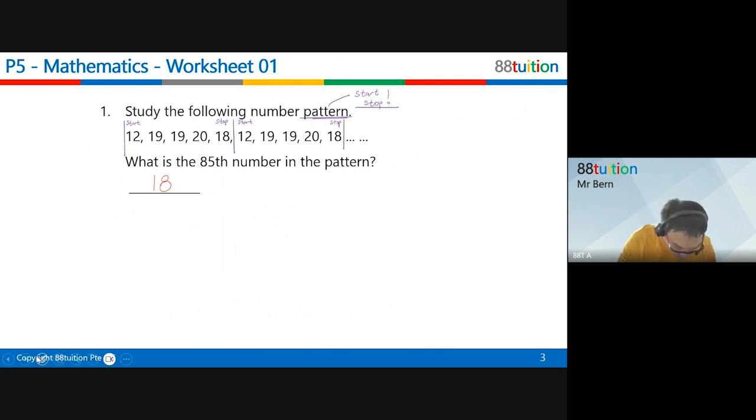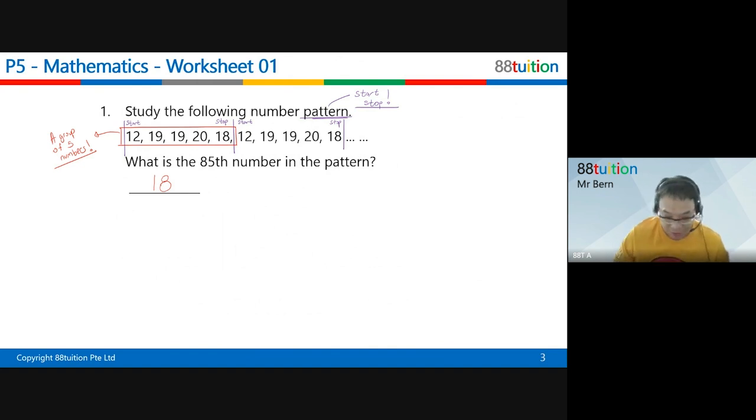We call this one set, a set of 5, or a group of 5. A group of 5 numbers. So every start and stop consists of 5 numbers in the group.